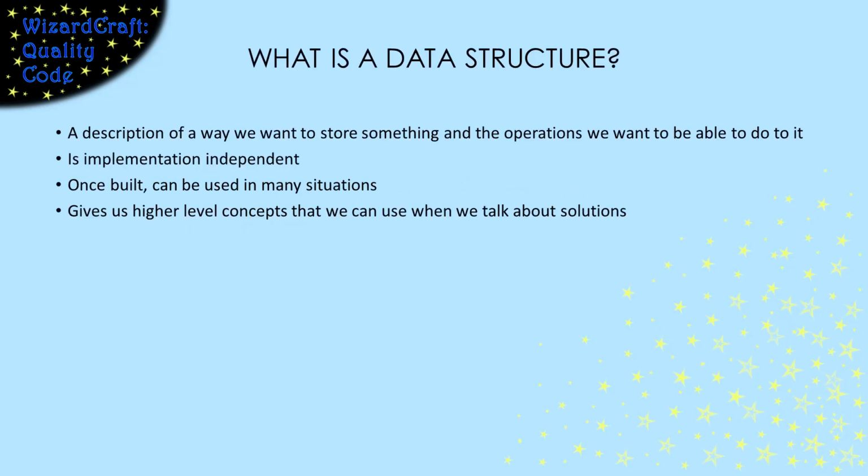Now, before we go too far, let's make sure we remember what a data structure is. It's a description of how we can store data and some operations that we can do to that data that gives us some specific functionality. The description of a data structure is implementation independent, but once we've built it, we can reuse that code for many situations. In addition, it gives us a higher level of abstraction that we can use when we're talking about what we need to build.